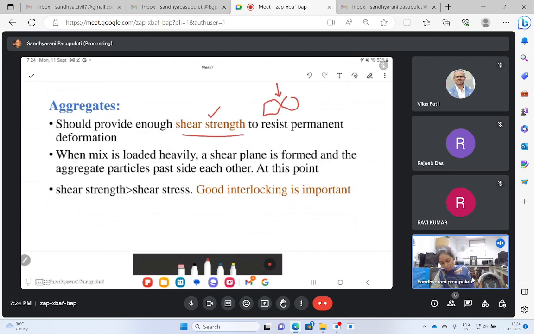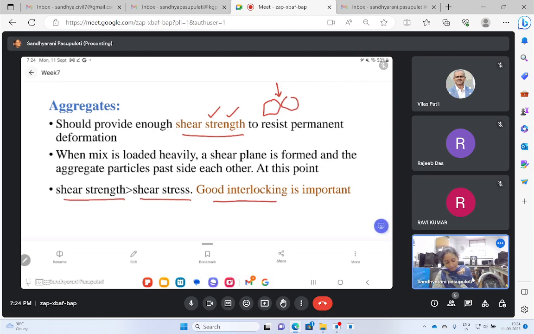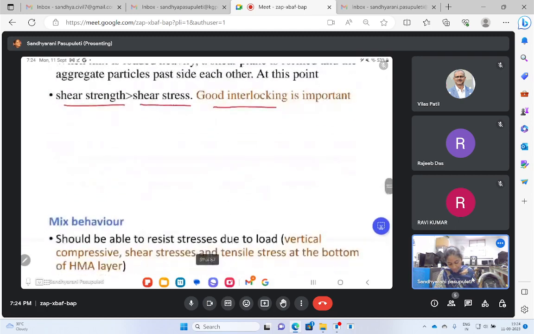So aggregates would be providing the shear strength. Binder is just keeping the aggregates intact. So they are acting as binding agents. So we always want the shear strength of the aggregates to be more than the shear stress that is being produced from the vehicular loading. So this good interlocking is mainly important.